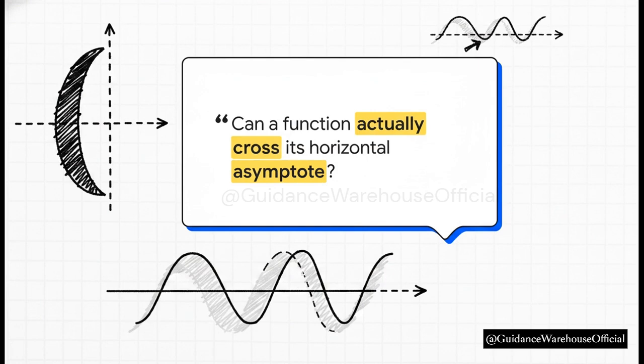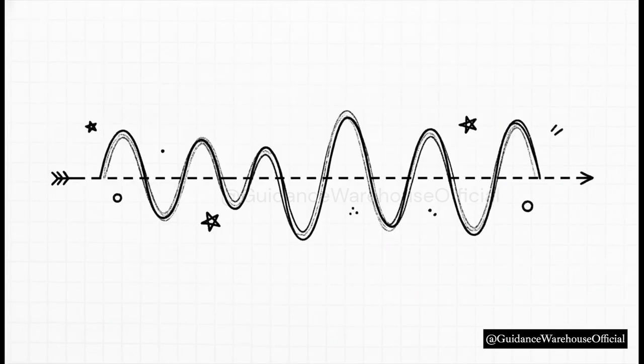But wait, this always brings up a massive question. I hear this all the time. Can a function actually cross its horizontal asymptote? Because we're always taught that you can never, ever cross a vertical asymptote, right? Well, the answer is a resounding yes. And this might blow your mind a little bit.